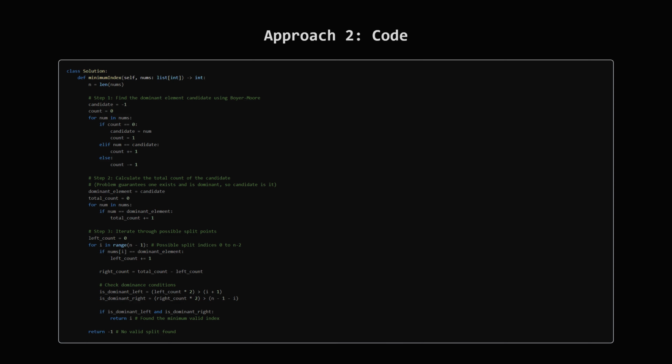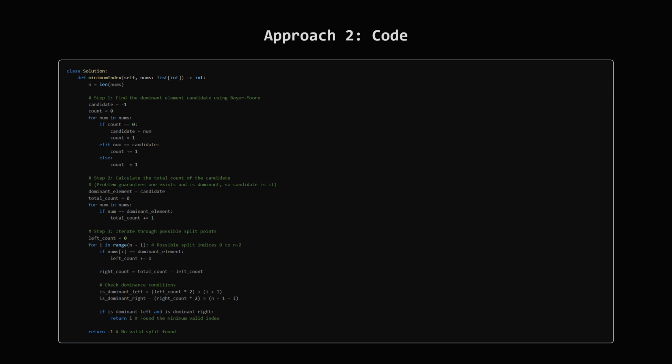Here's the Python code implementing the Boyer-Moore-based approach. First, we find the candidate using the Boyer-Moore algorithm. We initialize candidate and count. We iterate through nums. If count is 0, the current num becomes the new candidate, and count becomes 1. If num matches the candidate, count increases. Otherwise, count decreases. After this loop, candidate holds the potential dominant element.